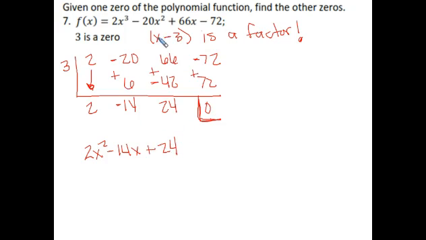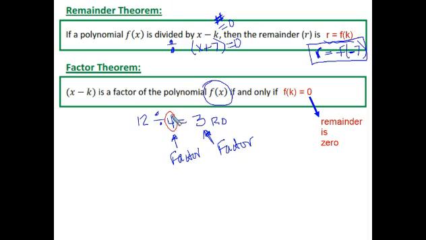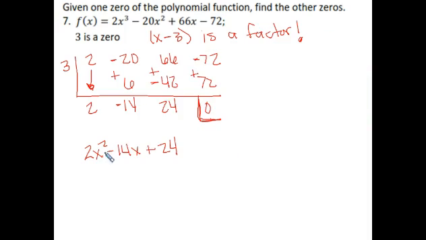So since we know that this x minus 3 is a factor, because it goes in evenly, this quotient is a factor also. Just like in our last example, if 4 goes in evenly, 3 goes in evenly as well. So we want to factor this to help us find the other solutions, or our other zeros for our graph.